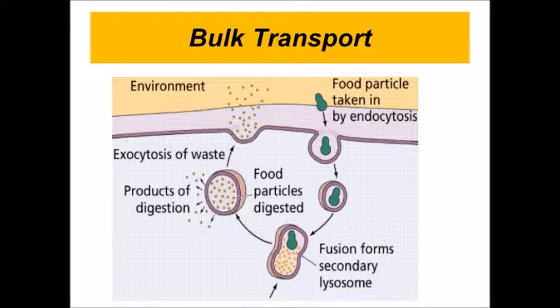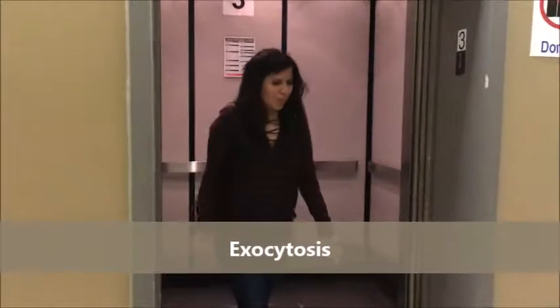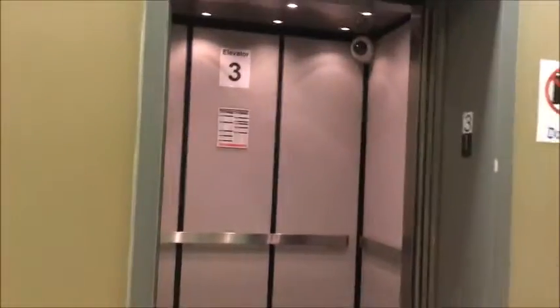Bulk transport is when large molecules such as proteins and polysaccharides, as well as larger particles, generally cross the membrane in bulk, packaged in vesicles. Bulk transport across the plasma membrane occurs by exocytosis and endocytosis. Exocytosis is a form of bulk transport in which materials are transported from the inside to the outside of the cell membrane.